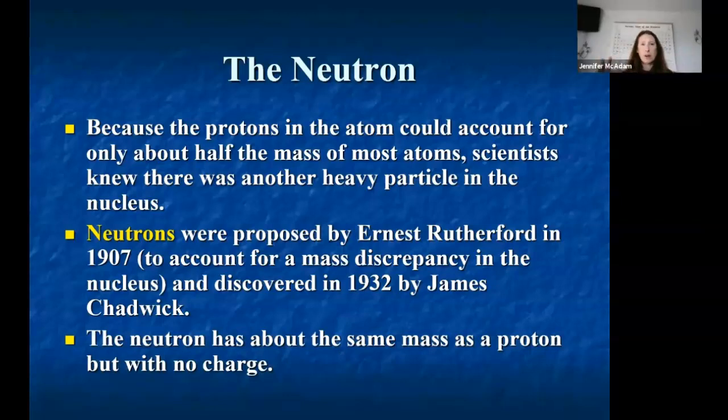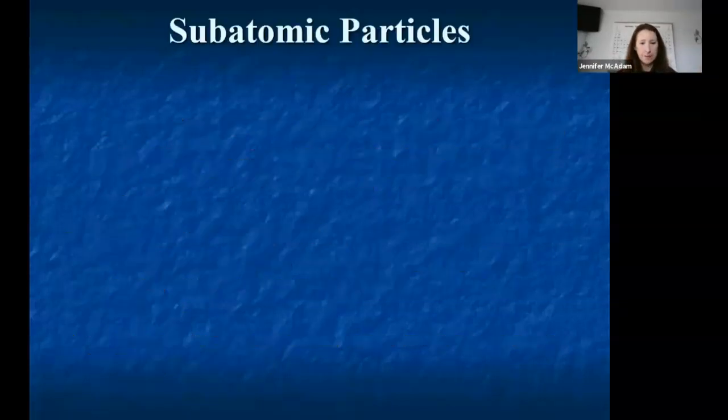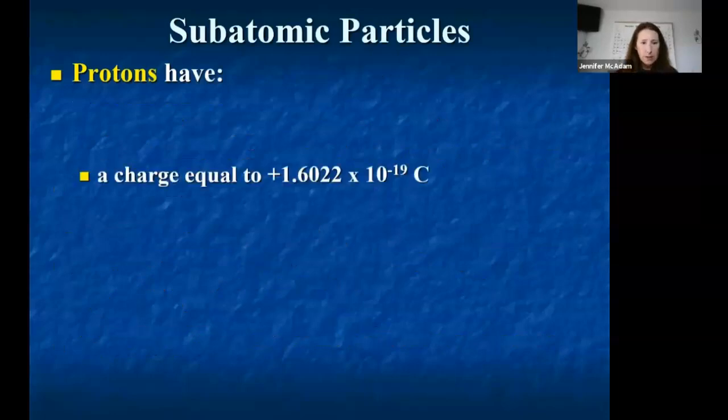So we figured out that the protons and the neutrons are about the same mass. And I'm going to show you their actual masses in a second. They're about the same mass. The neutrons, though, have no charge. They're neutral, no charge. So, to summarize, we have protons.